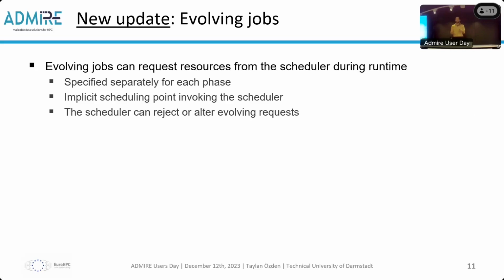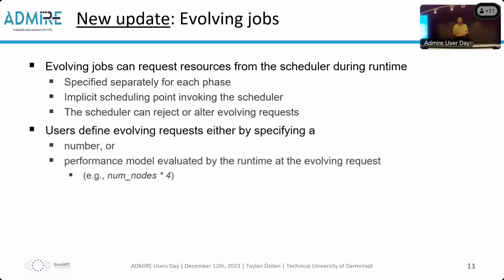So in that moment, when the scheduler is invoked with an evolving request, the scheduler is still able to reject or even alter the evolving request, or it can simply accept the request, and then the number of resources will be assigned to the job at that point.